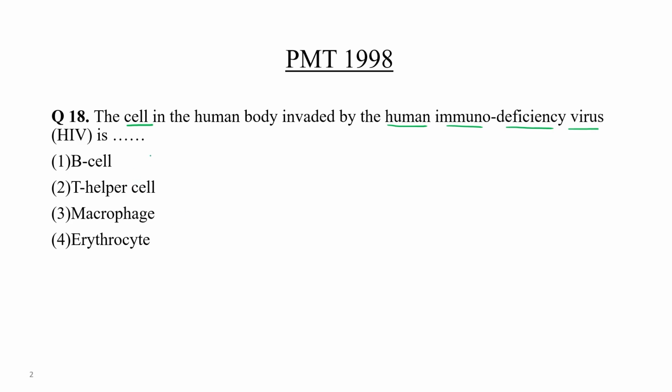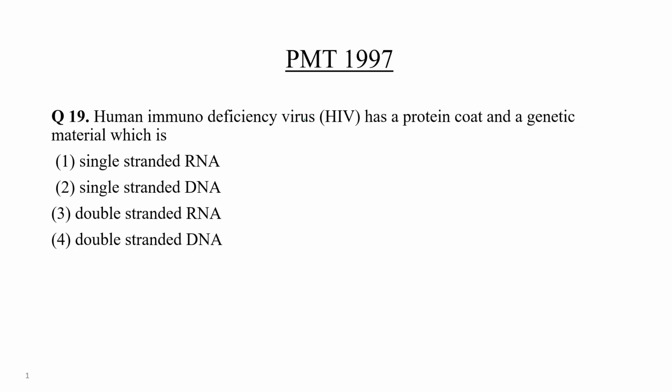Yes, not B cell, not macrophages, not erythrocyte. They actually slow down the function of T helper cells because they invade the T cell and multiply themselves inside the T cell, and very quickly reduce the number of T helper cells. So it reduces the immunity of that particular individual. Okay, so the correct answer would be the second choice.